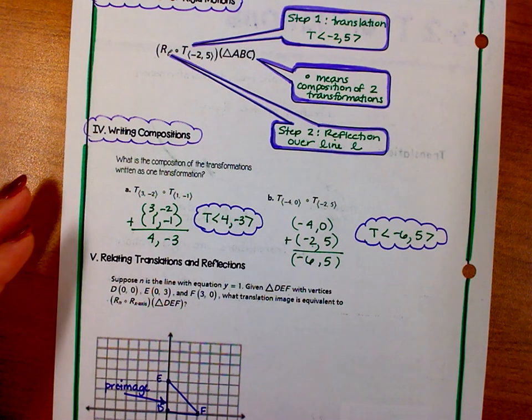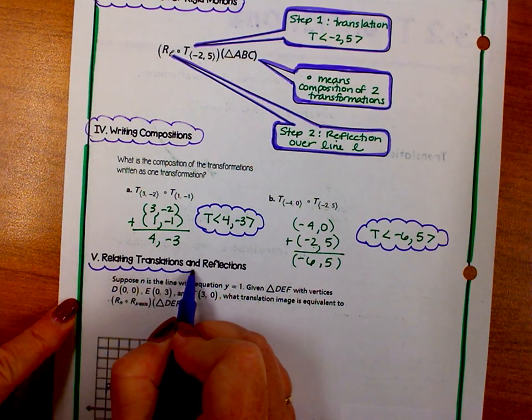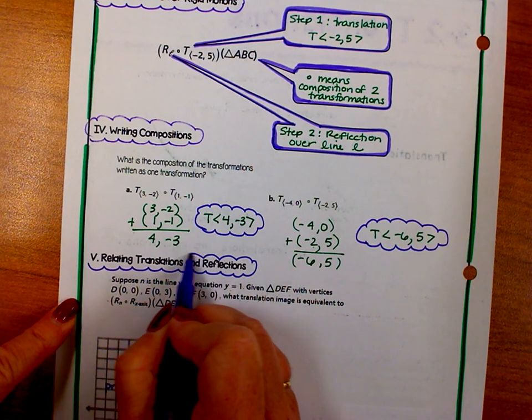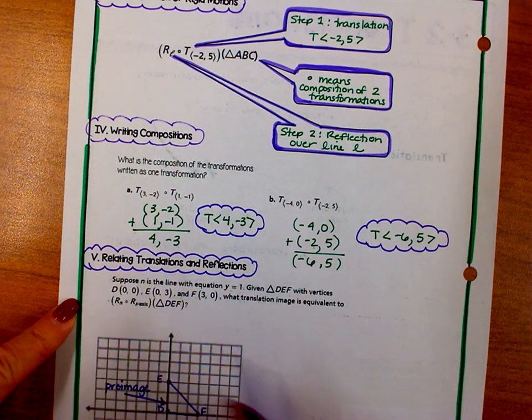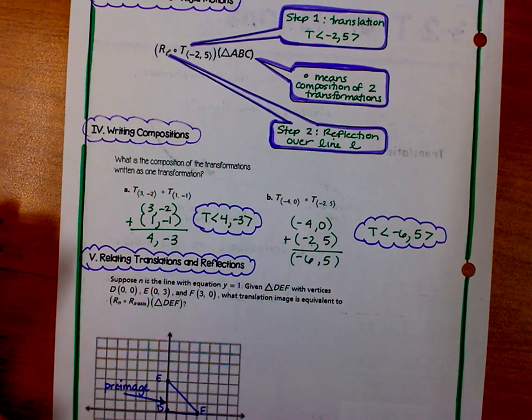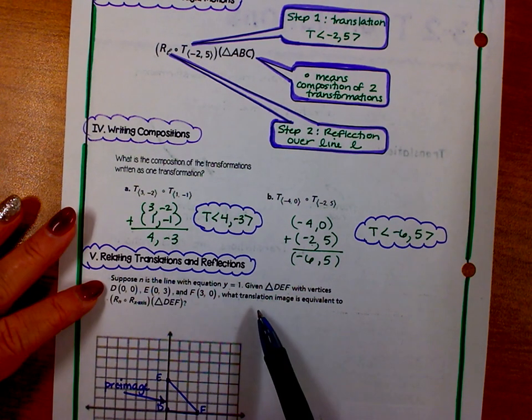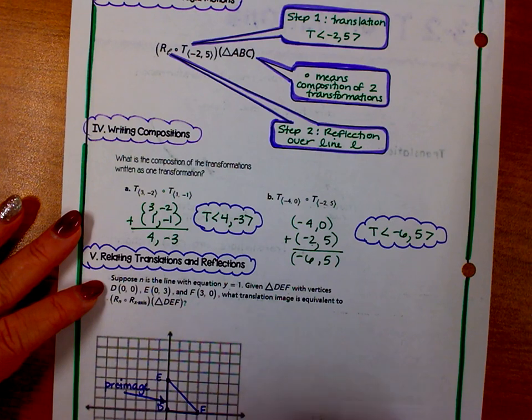Okay, finally, the last thing that we're going to look at is relating the translations and the reflections. So let's take a look at this example. This example is discussing a pre-image of triangle EDF, and I've already graphed mine. You may want to pause the video and graph yours so that you can work in the same order that I'm going to work in.